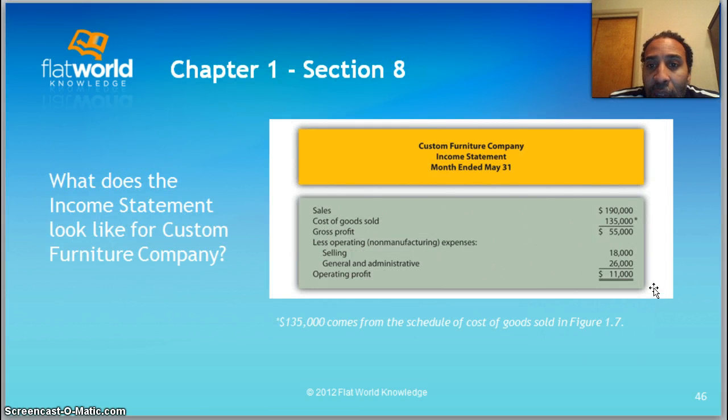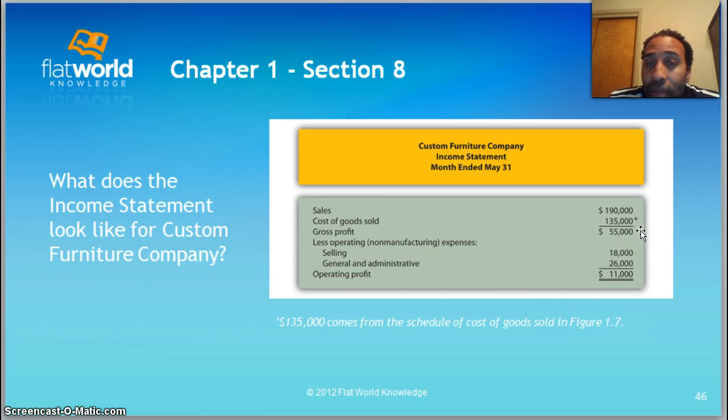And this is our income statement. So what does the income statement look like? We had $190,000 in sales, right? And this is what you really nitty gritty need to pay attention to if you're keeping the books at a company. But you have to go through all those other steps in order to get this. $190,000 in sales. Cost of goods sold was $135,000. That means our gross profit was $55,000.